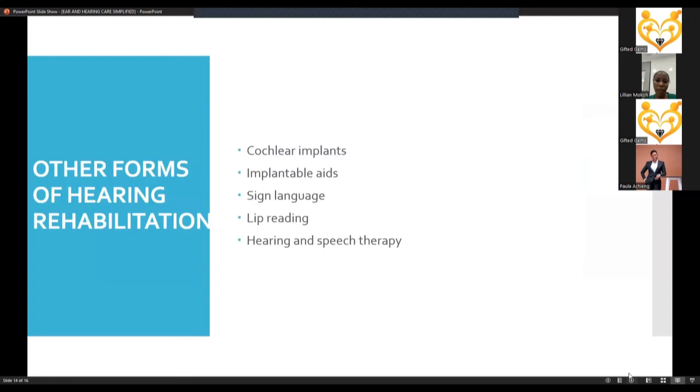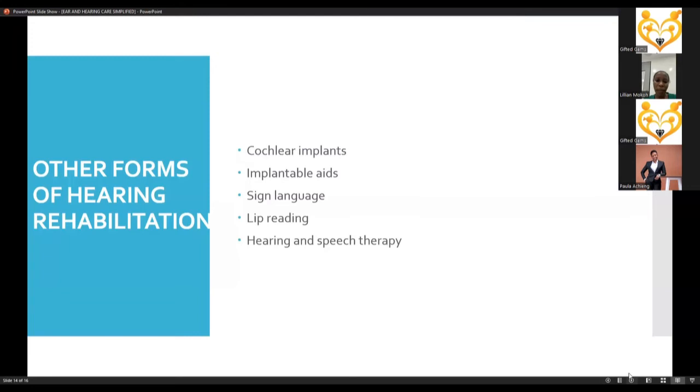Other forms of hearing rehabilitation include the use of things such as cochlear implants. A cochlear implant is an electronic device that is put in the ear. This one is indicated for people who have a severe type of hearing loss, where, as we said, they have little to no residual hearing. Their organ of hearing is not able to perceive any sound. And so for these people, the cochlear implant basically takes up the sound and transmits the electrical signal directly to the brain. We have implantable aids.